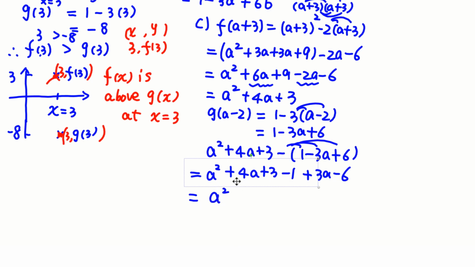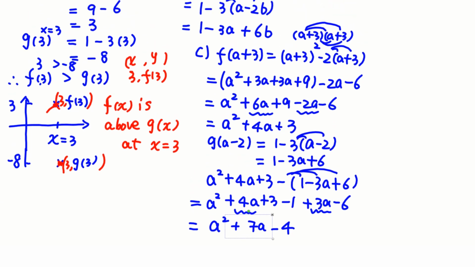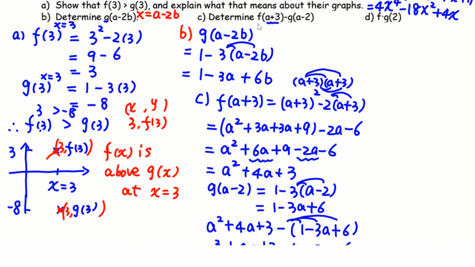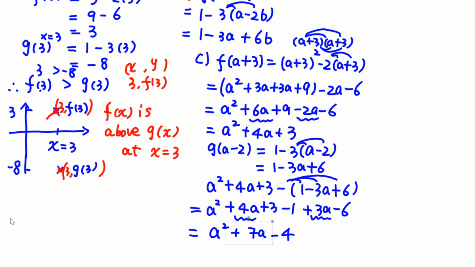A squared, 4a, 3a, give you 7a, plus 3 minus 1 minus 6, 2 minus 6 is minus 4. So this is the answer for question C. So for question C, we find out f at a plus 3 equals and g at a minus 2 equals, then subtract those two expressions, then simplify. You will have a squared plus 7a minus 4.